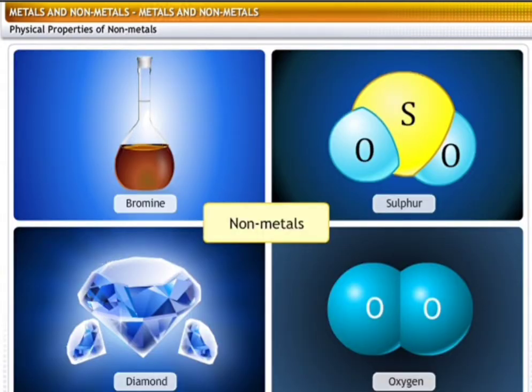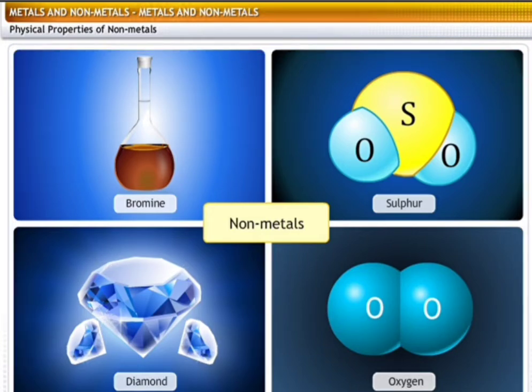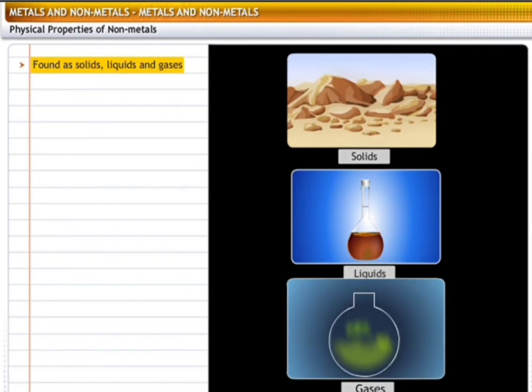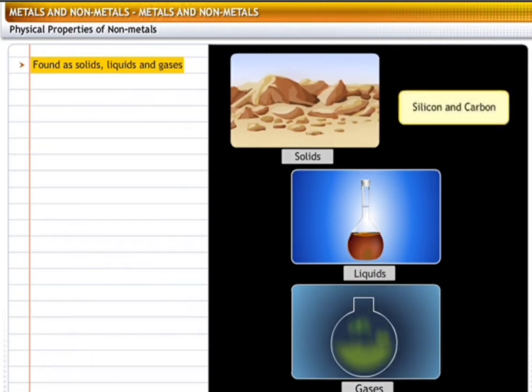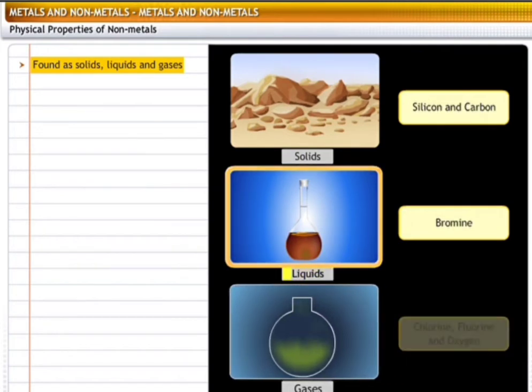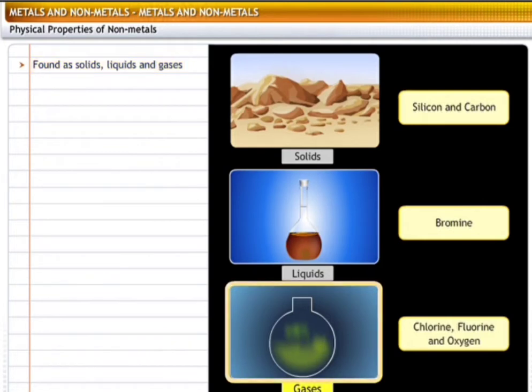Nonmetals show properties that are unlike metals. That is, they don't possess metallic properties. Let's look at the common properties of nonmetals. Nonmetals exist as solids, liquids, and gases. For example, silicon and carbon are solids. Bromine is a liquid. Chlorine, fluorine, and oxygen are gases.